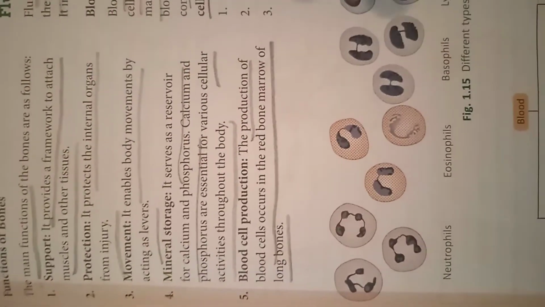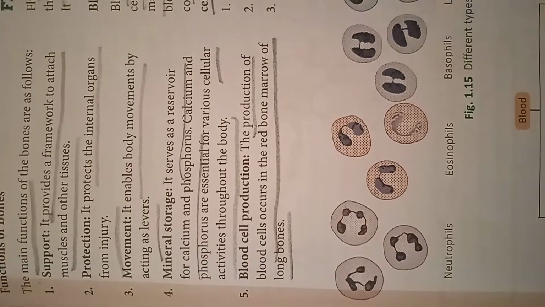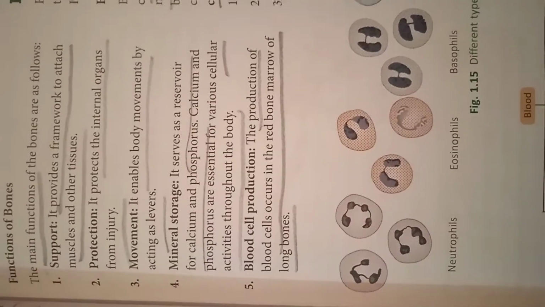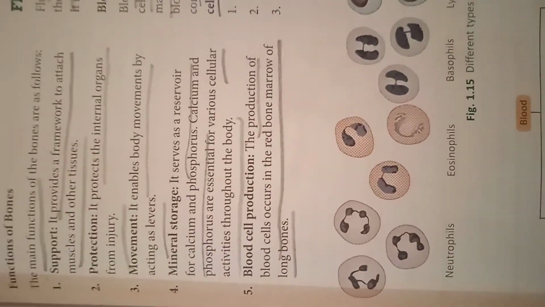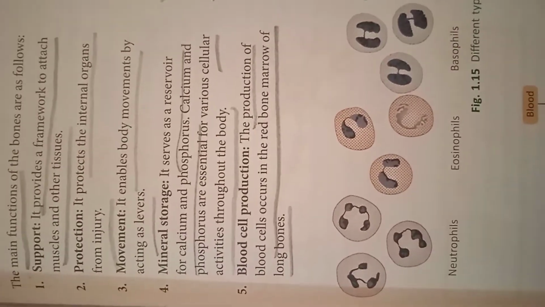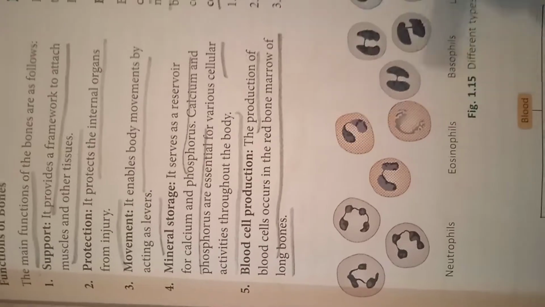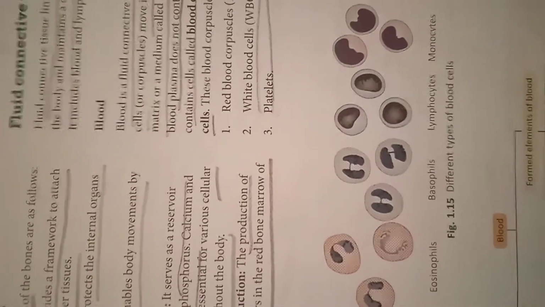Okay, and these bones are the reservoir of the proteins, calcium, phosphorus. All the minerals are stored there. So whenever the body needs them for important activities, the bone provides them. Now, blood cell production: the production of blood cells happens in the bone only. It happens in the red marrow of the bone.